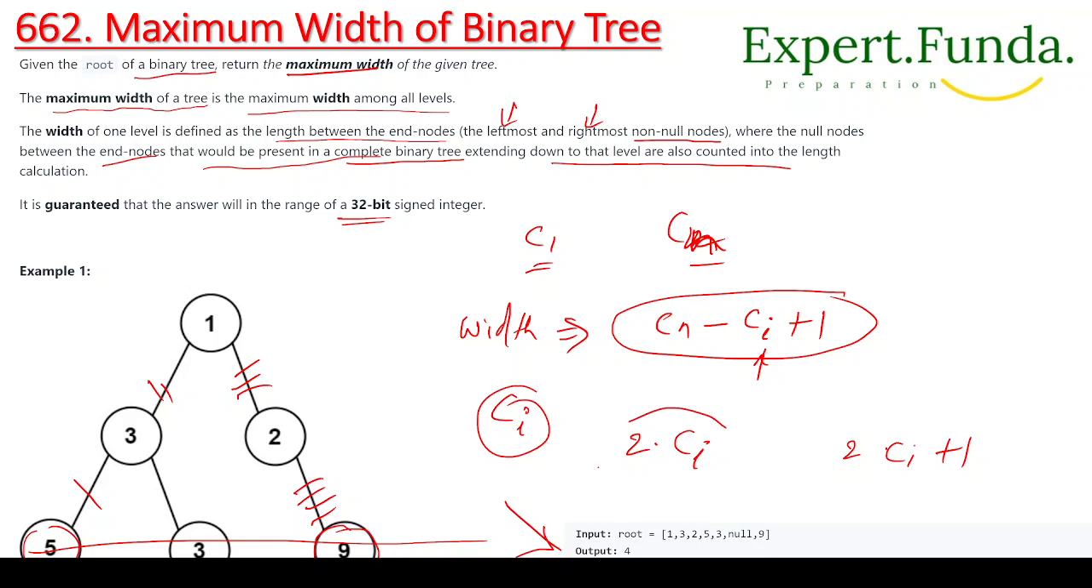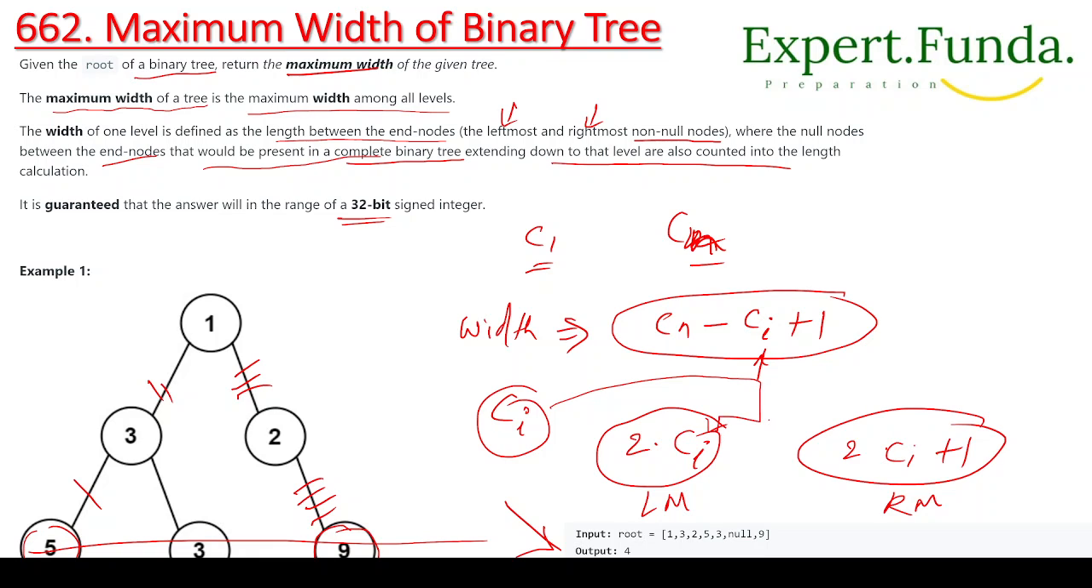So this is your leftmost, and this is your rightmost. Okay, leftmost and rightmost, and these are the two indices. I think you got me. So we have given two indices. These are the indices of the parent node. We have given the parent node index as Ci.